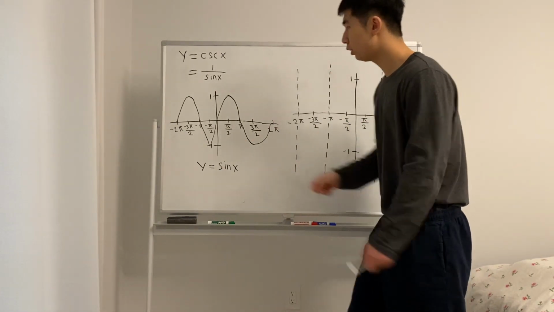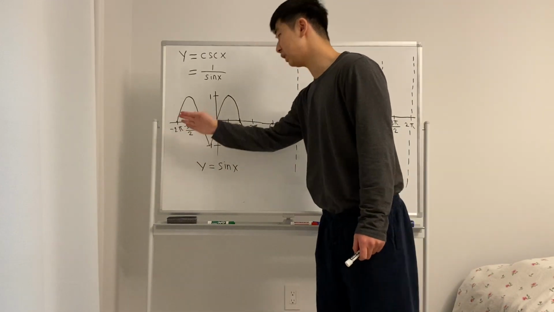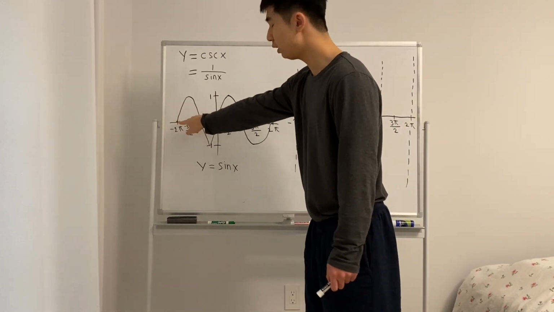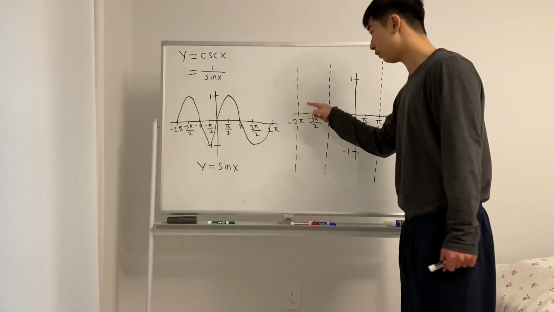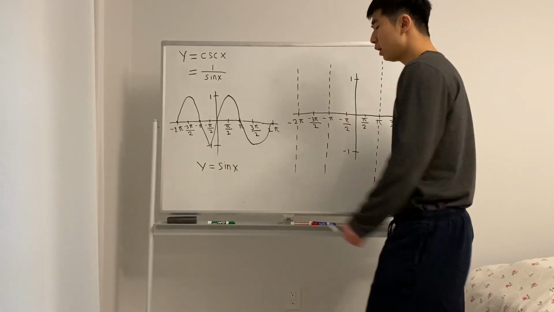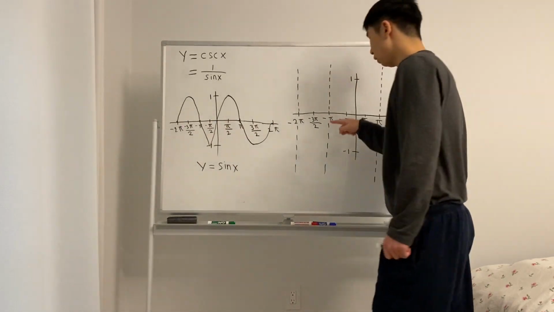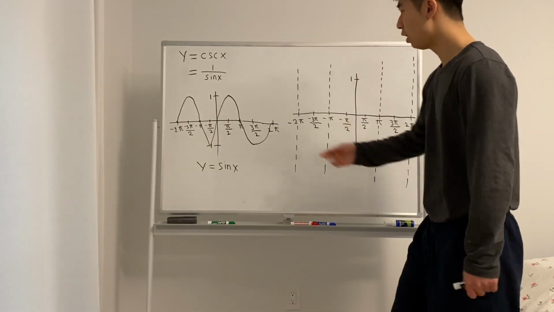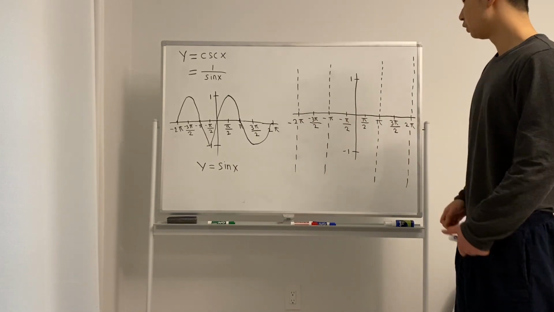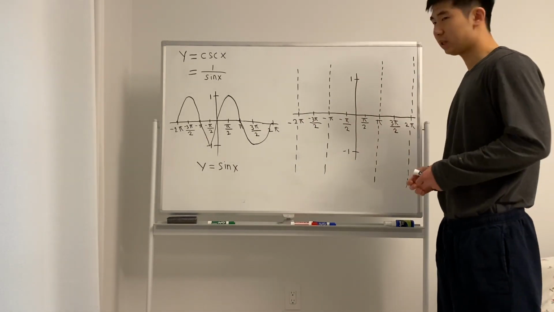As you can see here, we're at 0 for the sine graph, and here we have a vertical asymptote at -2 pi. Here at -pi, we're at 0 again, on the x-axis. So on the cosecant graph, we have a vertical asymptote at -pi, and so on and so on, okay? Now I'm just going to draw a few more things, and then I'll be back.